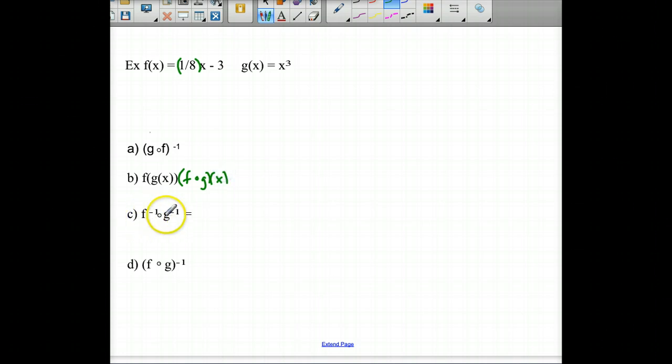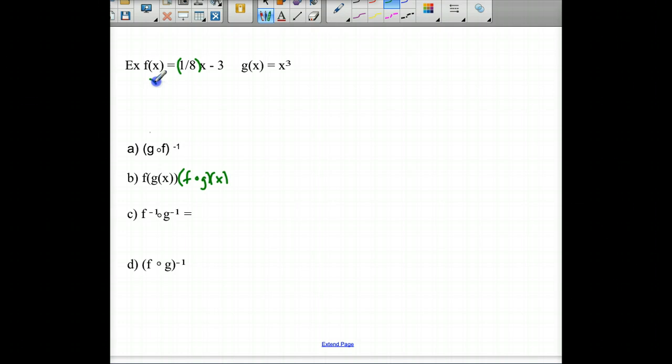This is the inverse of f, the inverse of g, and then a composite function of those. And this means the same thing. Well, not exactly. They might not be equal. So different. This is the inverse of the composite function. So let's see if they're equal or not.